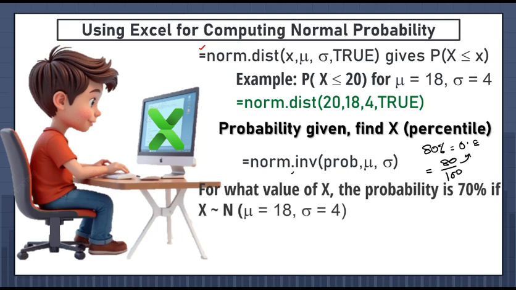For that, suppose the probability is 70%, mu is 18, sigma is 4. Then to calculate the value of x which has a probability of 70%, we write NORM.INV with 0.7, 18, and 4. That is how we get the inverse value of the probability.